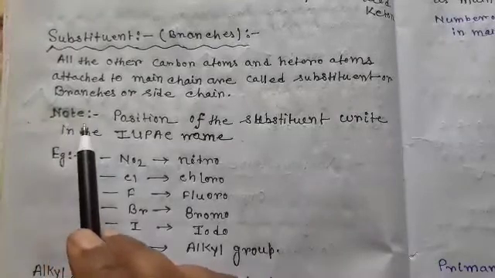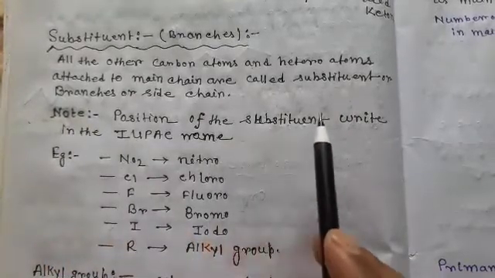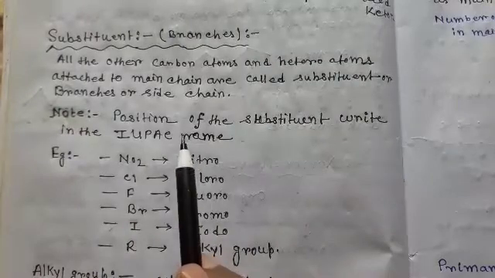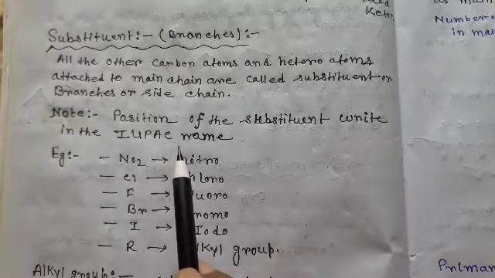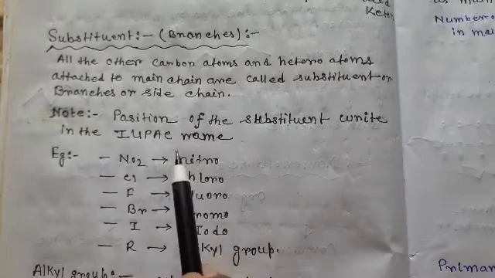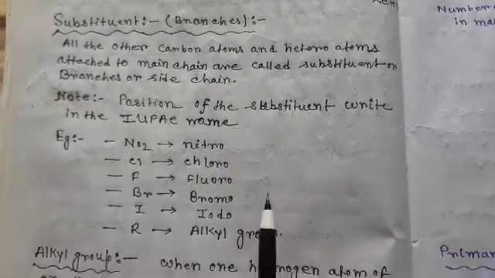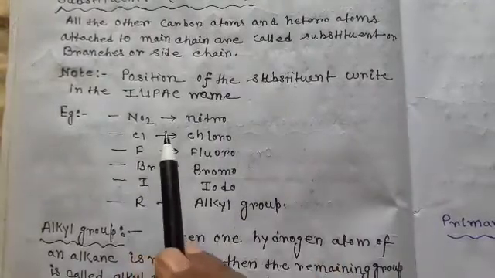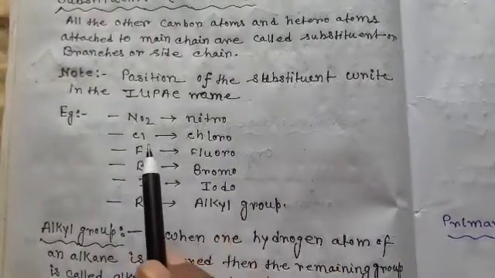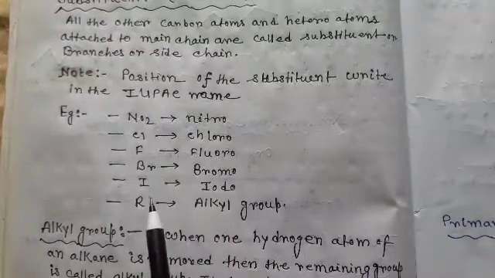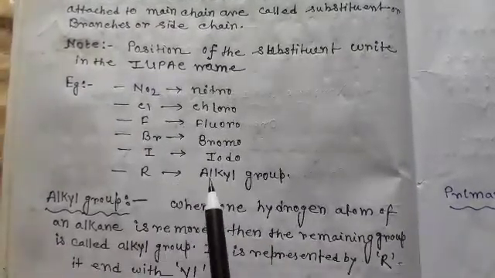Note: the position of the substituent is written in the IUPAC name. That means just before the substituent, we write the position where it is attached in the main chain. The position of the substituent must be written in the IUPAC name. For example, substituents are NO2, nitro; Cl, chloro; F, fluorine, fluoro; bromine, bromo; iodine, iodo; and R is the alkyl group.